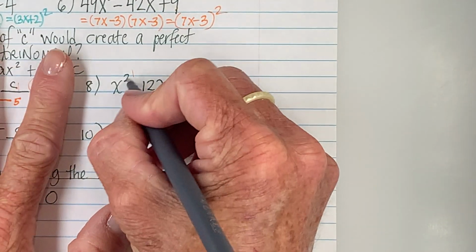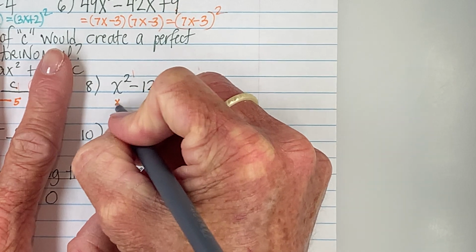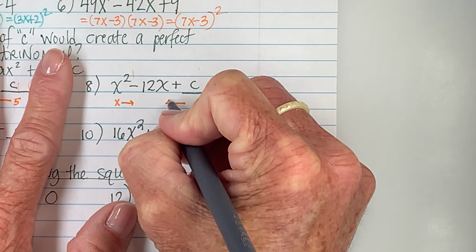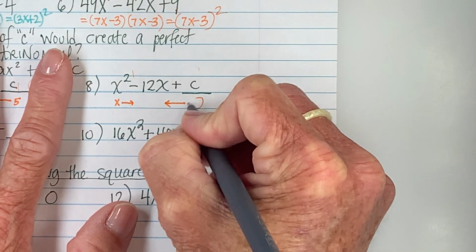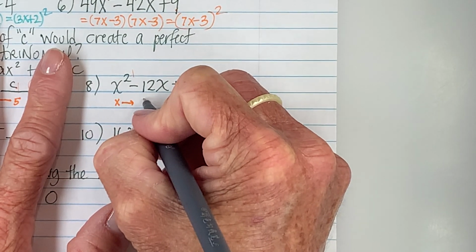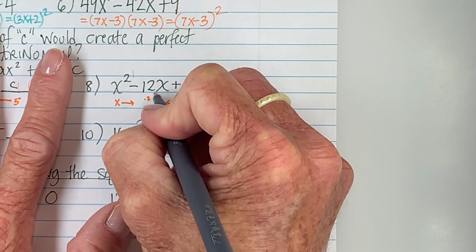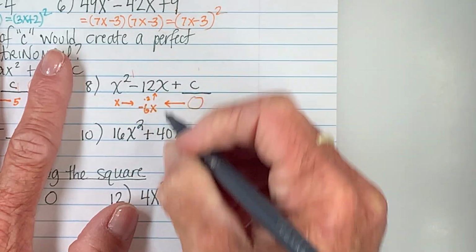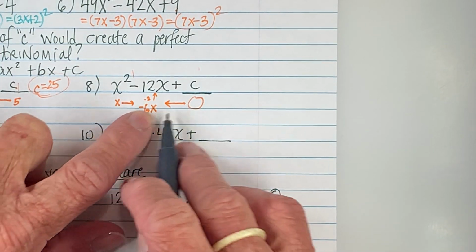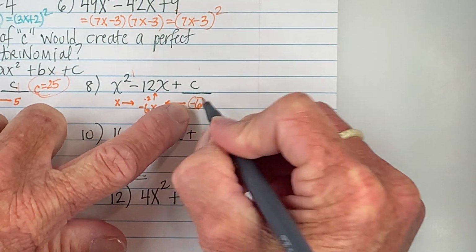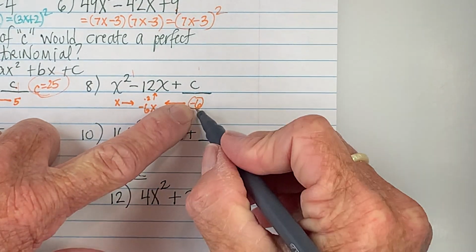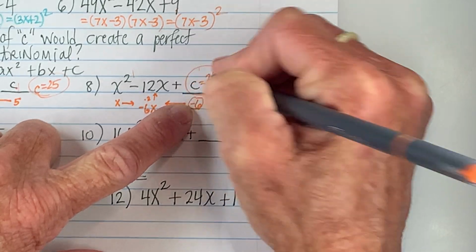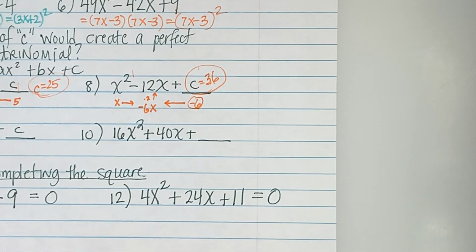Okay, same thing here. This is a perfect square, x times x. That's going to get multiplied by this value in order to give me, after I double it, a negative 12x. Well, if I double negative 6x, I could get negative 12x. So this needs to be a negative 6. And negative 6 times itself would result in a 36. So C would need to be 36 there.